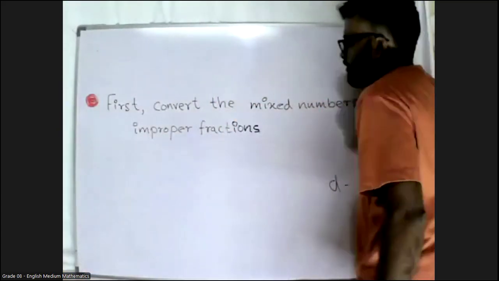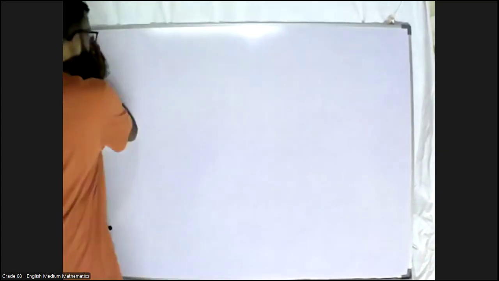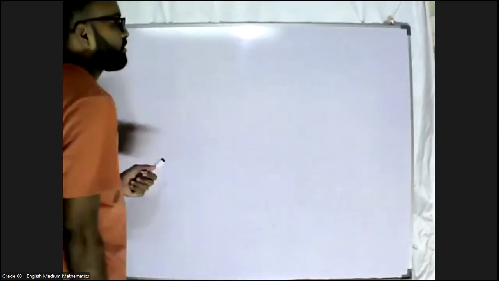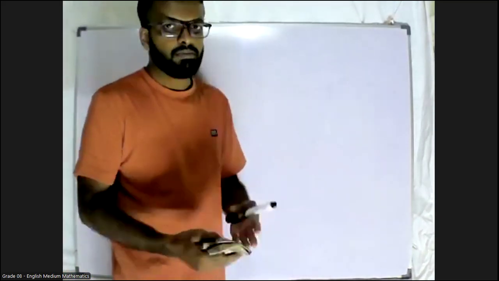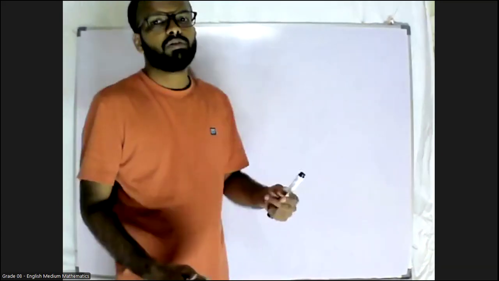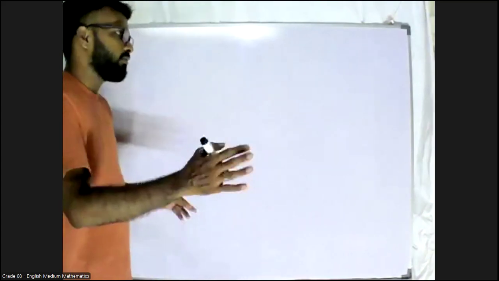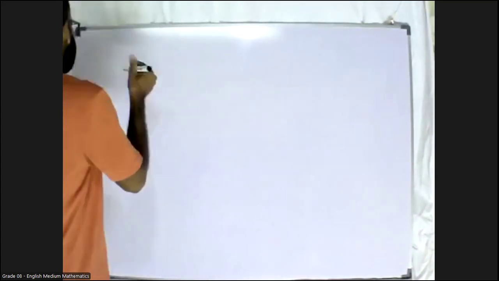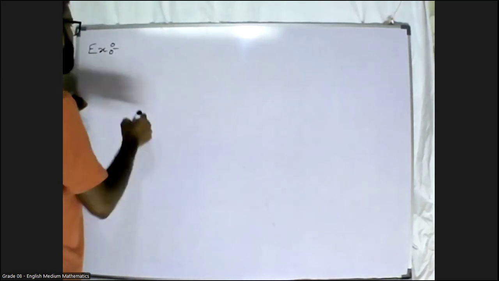I'm going to clear the board. Right. So same thing you have to do. If you see a mixed number, just convert it into an improper fraction before multiplying. Right. So example number 1. Now look at the board. Don't do anything now. I will give you the time to write. Right. Example number 1.